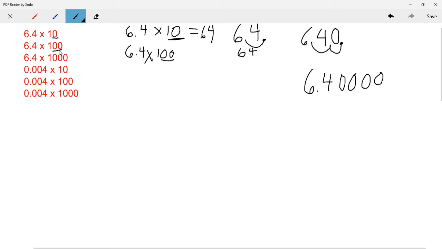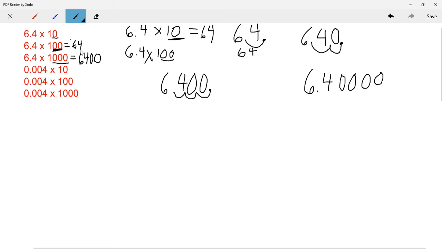Okay, so now we are at 100. Alright, so now we are at 1,000, so that would be 3 times we're going to move the decimal. 6.4, and then I can actually just write it here. 1, 2, 3. So that would mean that 6 4/10 times 1,000 would be 6,400.